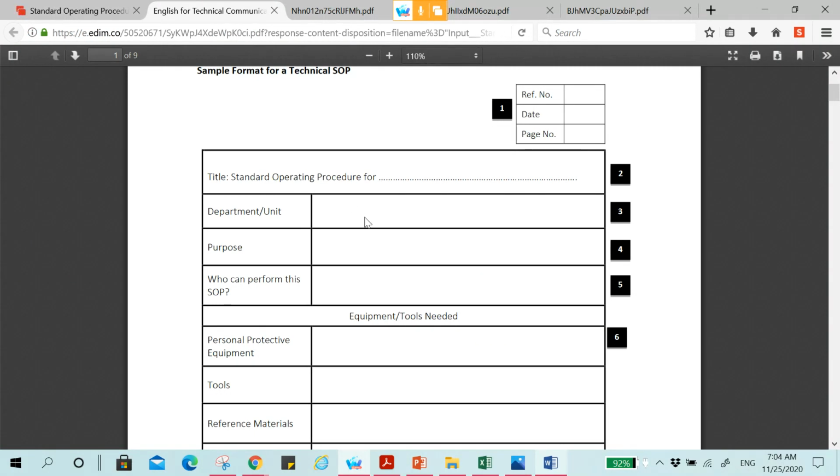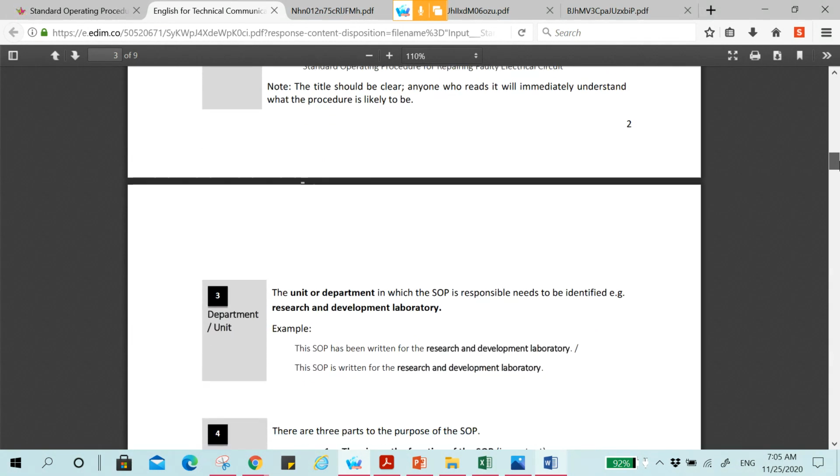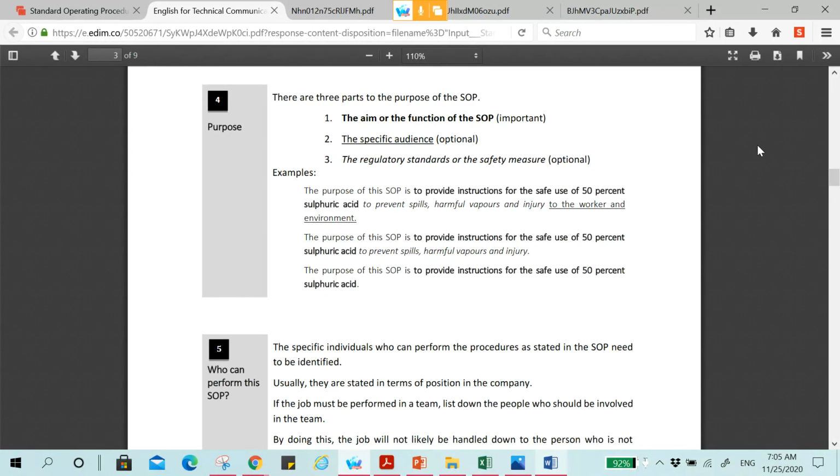Now let's continue with the next section to be filled in. The next one is on the purpose. So for purpose, basically, you have to write the objective or the aim of the SOP. So there are three parts to the purpose of the SOP.